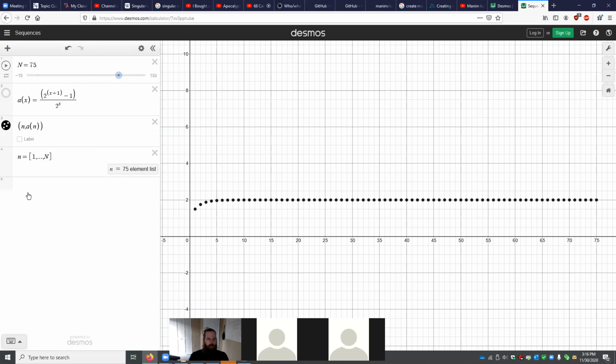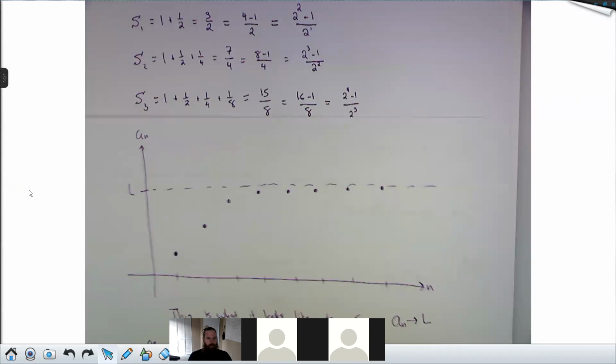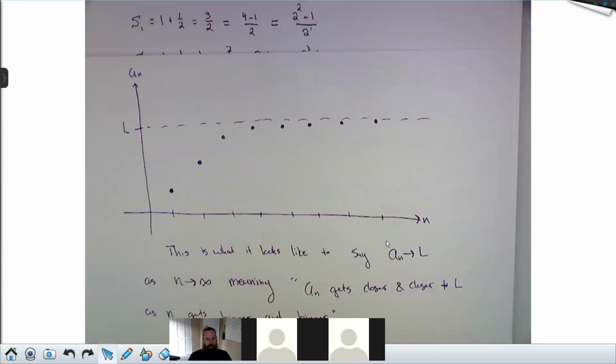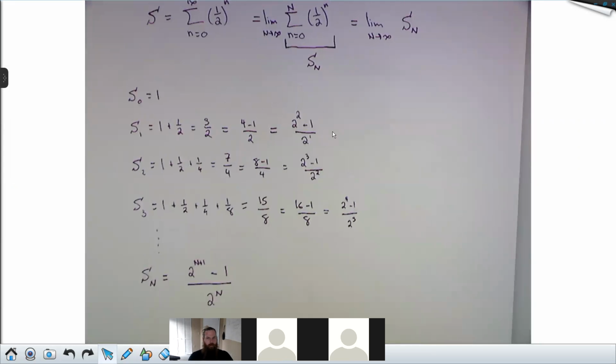If I add in the line here, y equals 2, this is exactly that behavior that we discussed here, right? These dots getting closer and closer and closer to this line. This is what we mean to say that this object, whatever it is, is going to L as n goes to infinity. So Sn here is definitely going to 2 as n goes to infinity.